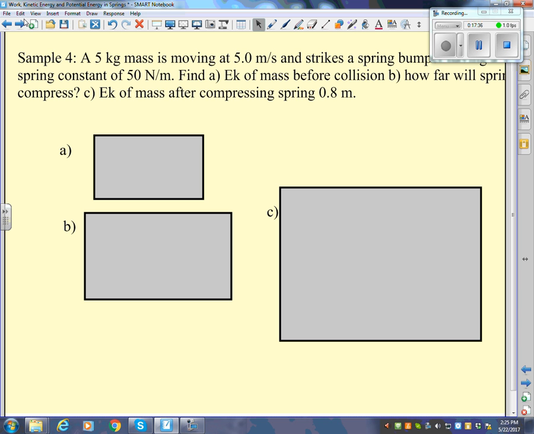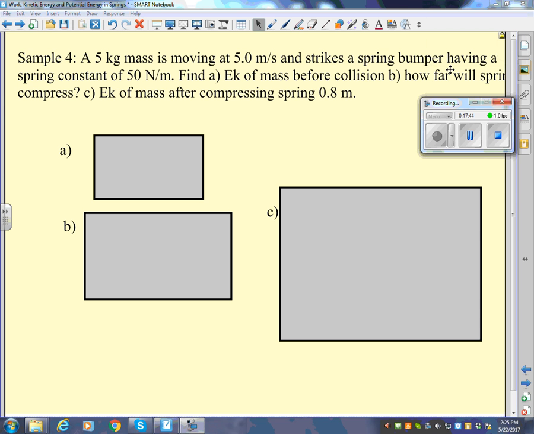Okay, so here is sample number 4, the last one. Here we have a 5 kilogram mass that's moving at 5 meters per second. It strikes a spring bumper, having a spring constant of 50 newtons per meter. So it's running into something to bounce off of. Find the kinetic energy of the mass before collision. Find out how far the spring will compress, and find the kinetic energy of the mass after compressing 0.8 meters, sort of in a part-way situation.